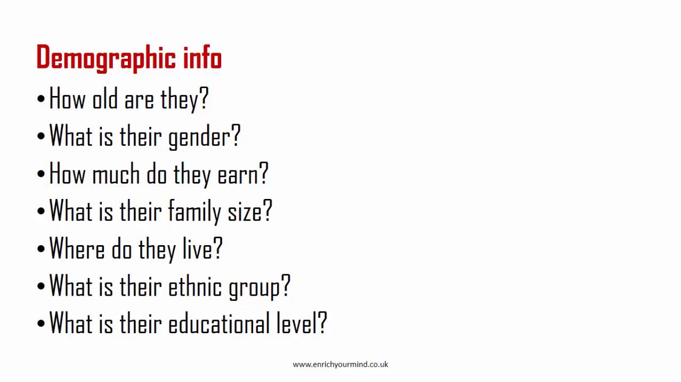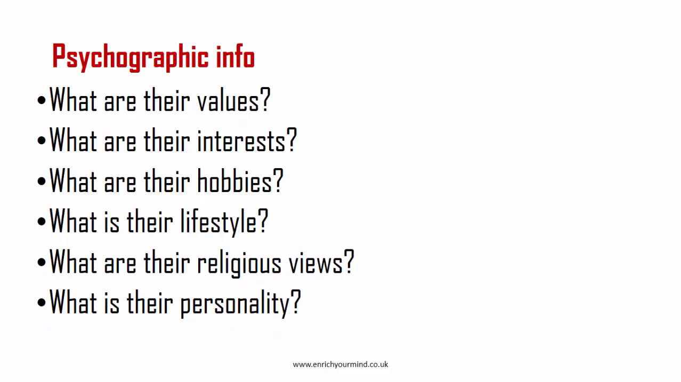Where do they live? Someone in a particular area will respond differently from those in another area. So all this comes under the demographic of who your ideal reader is. The next is, what are their values? Under the psychographic, what do they value? What are their interests? What are their hobbies? What is their lifestyle like? What are their religious views? What is their personality? Understanding this will help you tailor your marketing message to speak to them, wherever or however you engage with them.